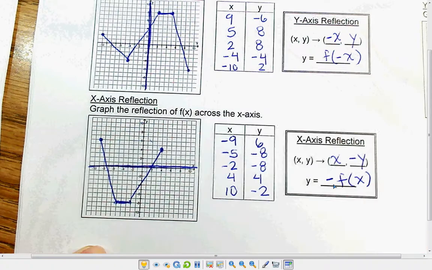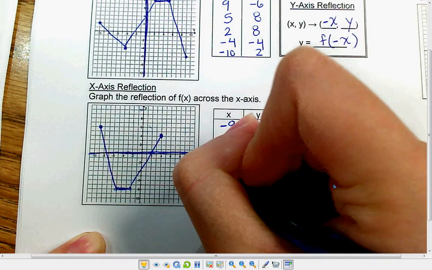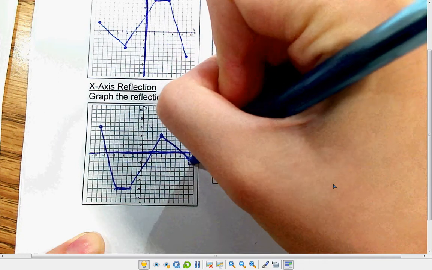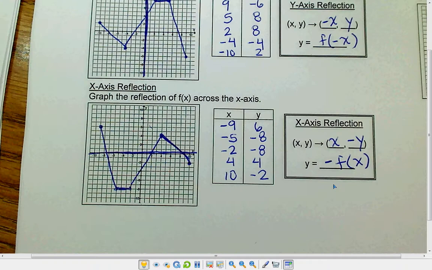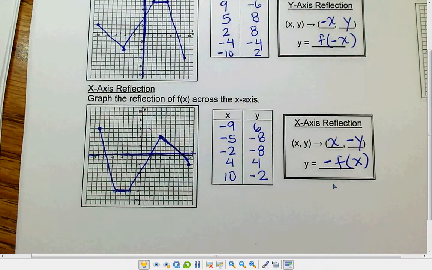Again, connect those. My last point is 10, negative 2. So 10 is my x, y is negative 2. Connect those. And I end up with a graph that looks like it's been flipped across the x-axis. Perfect.